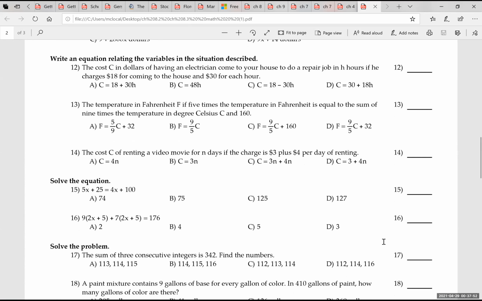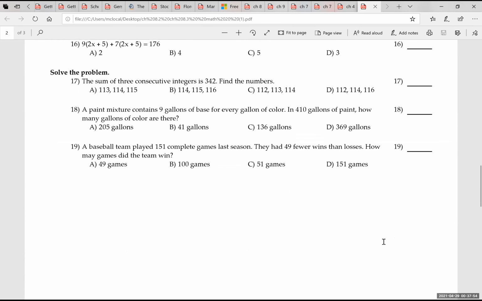All right, here they're saying the sum of 3 consecutive integers is 342. Find the numbers. Okay, consecutive integers are, I'm going to write it down here.